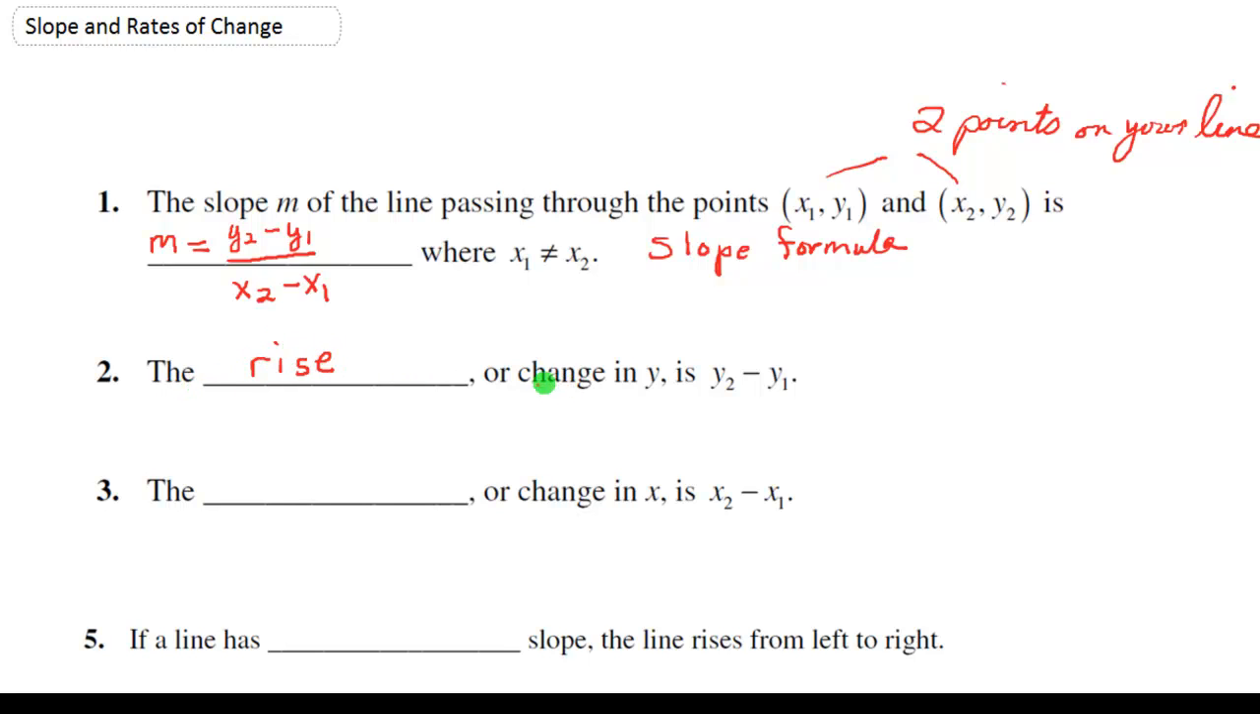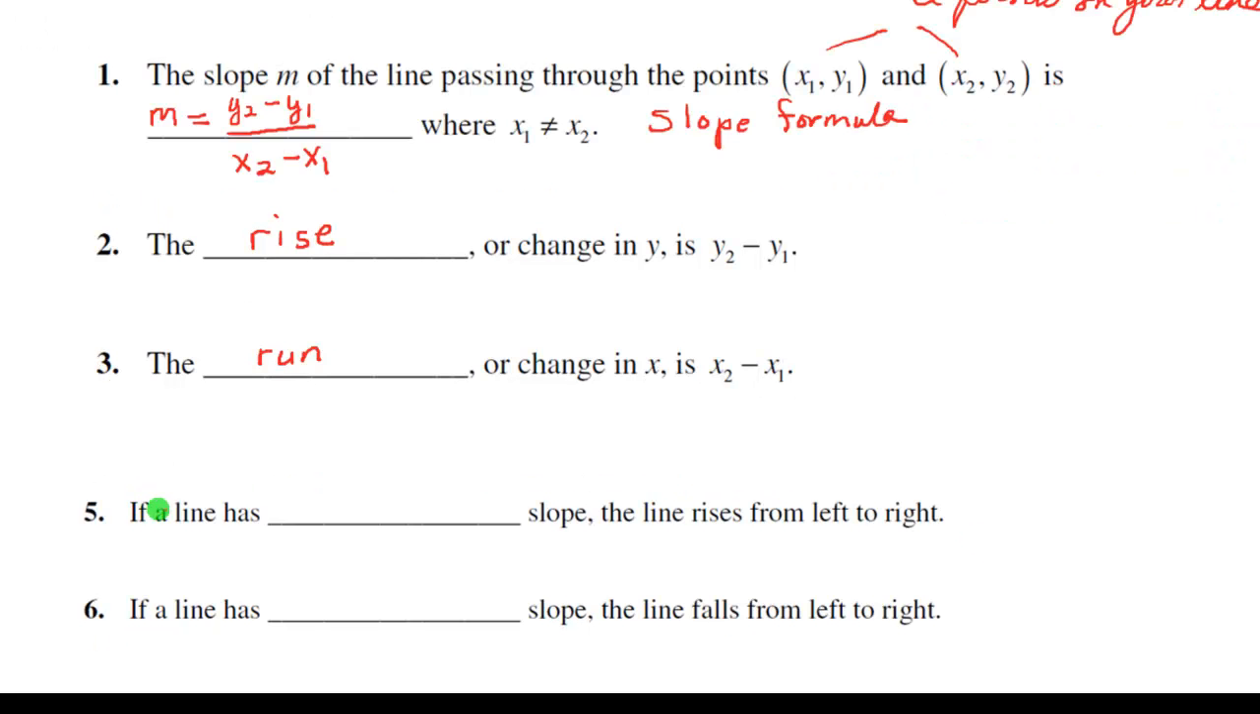The rise, which is also known as the change in y, is y2 minus y1. So we call that the rise, the numerator of the slope formula. And then the run is the change in x, and that's x2 minus x1, and that's the denominator of the slope formula. If a line has a positive slope, then the line rises from left to right. So this is good to know, so you can use it to check your answers. Your line rises from left to right, your slope is positive. And if a line has a negative slope, then the line falls from left to right.